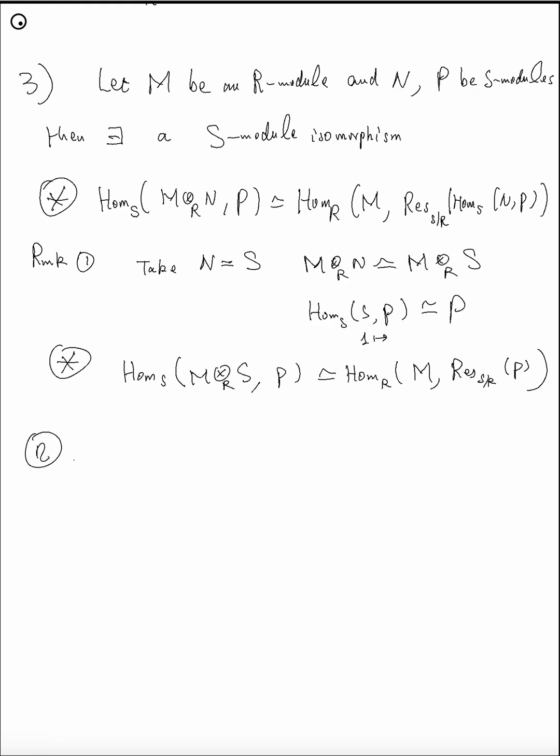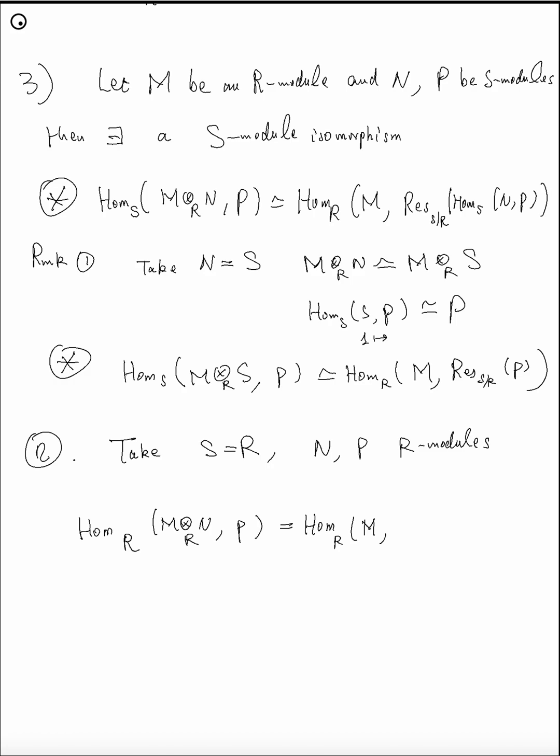Remark 2. Taking s equals r. So n and p are r modules. Now we have R, and tensor and Hom. This is why I say it's very similar, because before we had an adjoint pair between tensor and Hom. So now it's only about tensor and Hom, adjoint to each other. Okay, so we already know this. The proof of this third exercise is using these two.